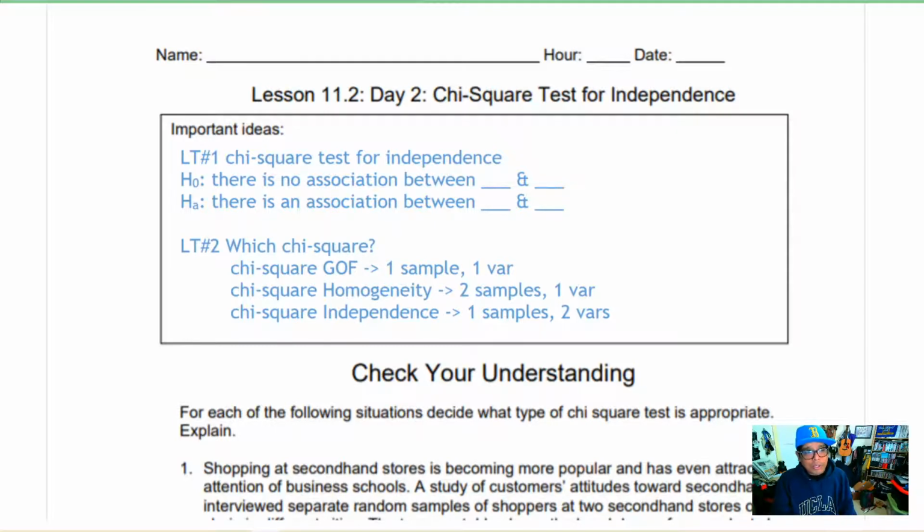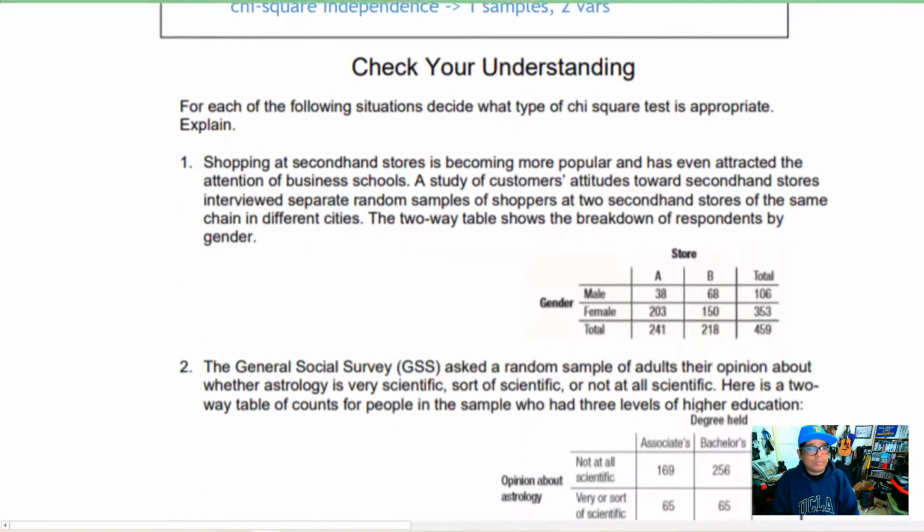In the homogeneity, you have two populations and multiple categories, whereas in the chi-square test for independence, we have one sample, and then we have one variable and then another variable. So keep that in mind as we try to figure out which one's which. I have seen instances where they will ask you straight up, is this homogeneity or is this independence? So you'll have to know the difference between the two.